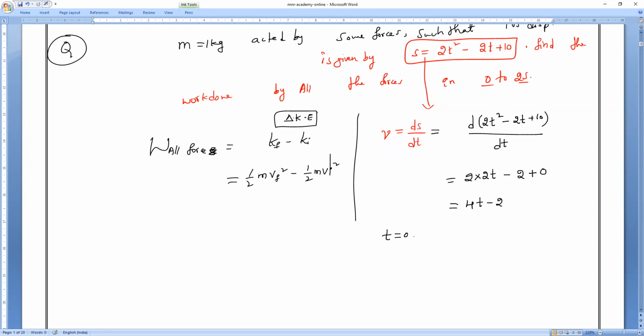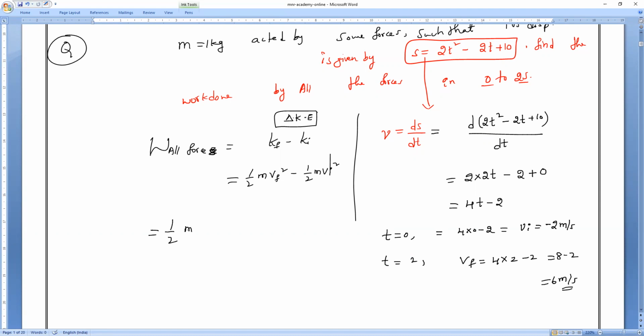Everybody, so time interval is 0. T is equal to 0 means it will become 4 into 0 minus 2. So what is the initial velocity, everybody? Initial velocity is equal to minus 2 meter per second. When t becomes 2, the final velocity is equal to 4 into 2 minus 2, which is equal to 8 minus 2. So what is the final velocity, everybody? Speak loudly. 6 meter per second.